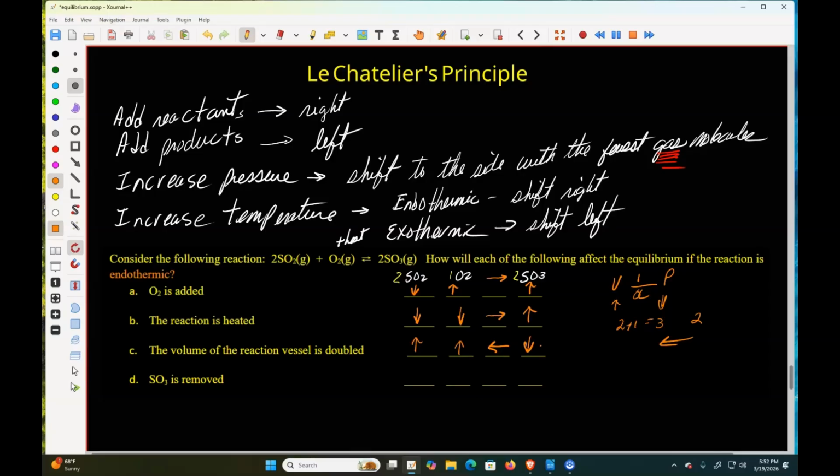Okay. Then the last one, it says I want to remove some SO3. So if I remove some, this goes down. Well, if I take something away here, everything's got to shift to the right to fill in what was taken away. So it's going to shift to the right, thereby decreasing and decreasing. Okay, that's a quick explanation of Le Chatelier's principle.